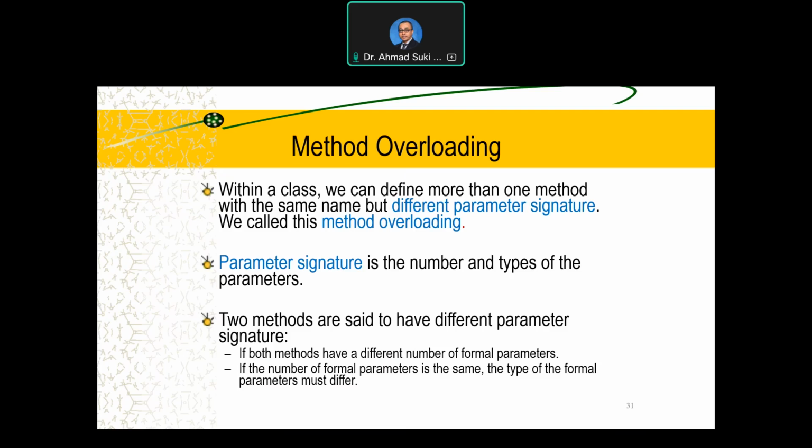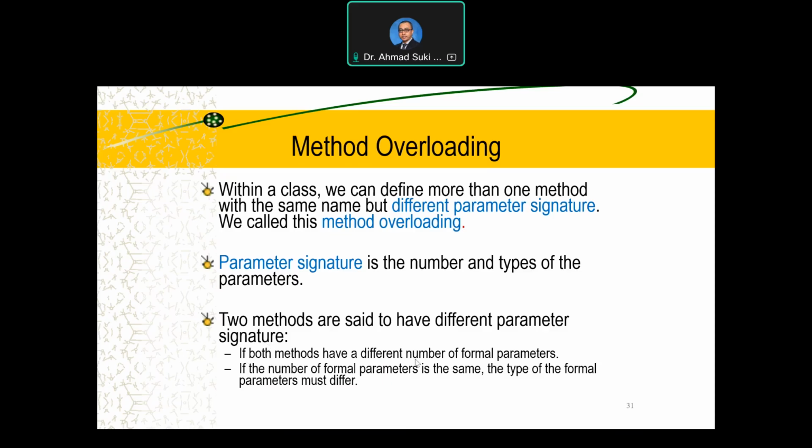If the number of variables in the bracket is not the same, but the name of the method is the same, we call it method overloading. Or the type is not the same. Although the number is the same, the first one is integer, and the other method uses the same name but different data types such as double, so we still call it method overloading.